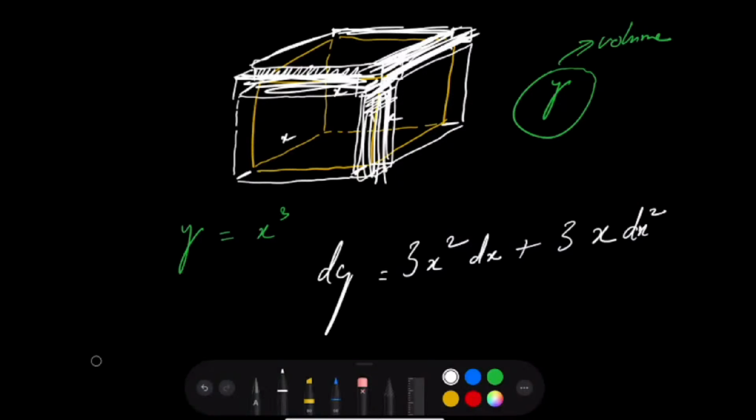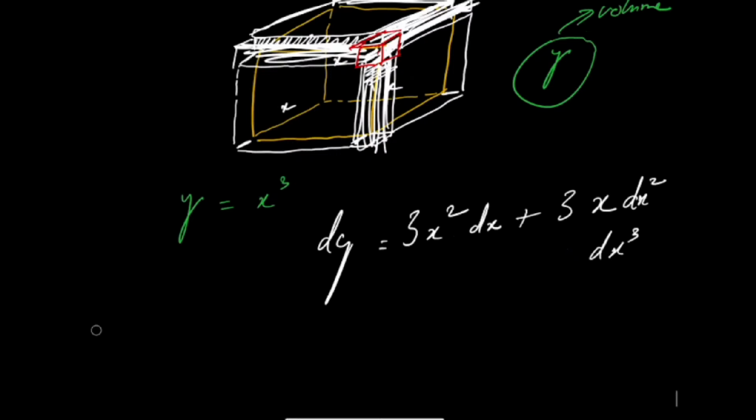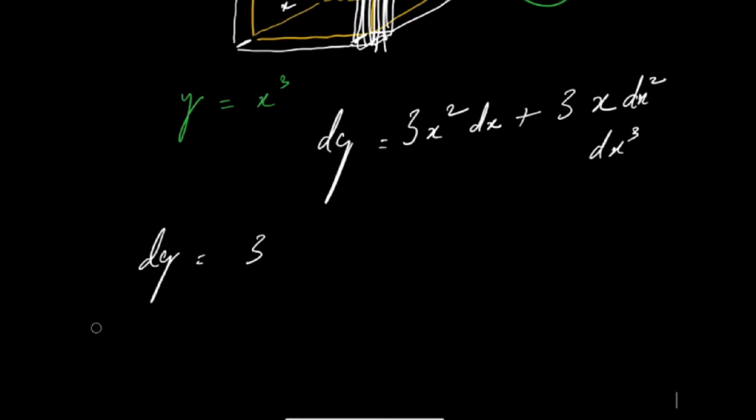Plus there is a small cube also here. There is a small cube here whose volume is dx cubed. So that will also get added up if you increase the value of dx. Clear? So what will you have? dy equals 3x squared dx. So 3 slabs plus 3 pillars, 3x dx squared, plus one small cube.